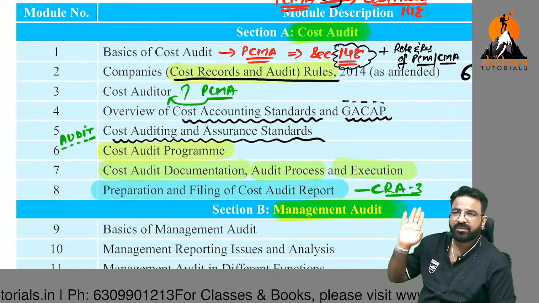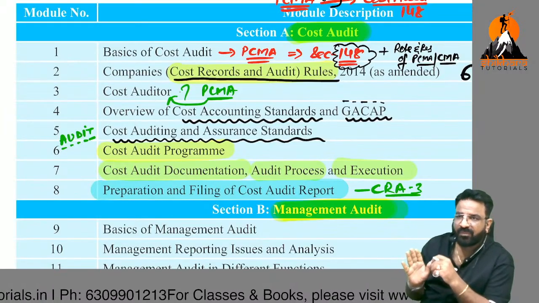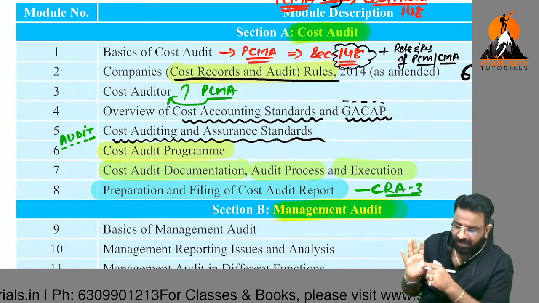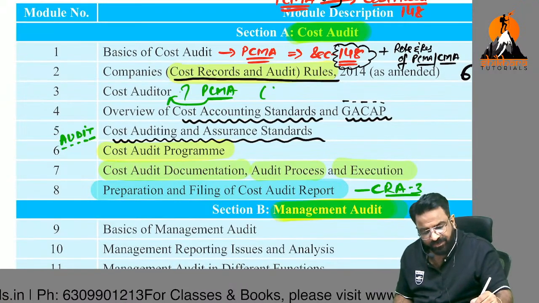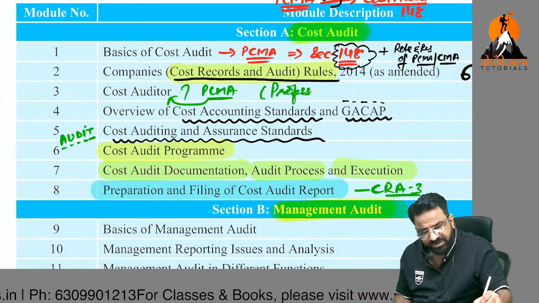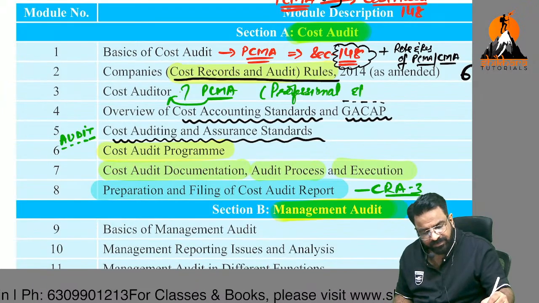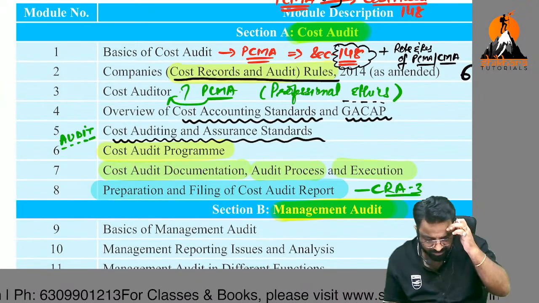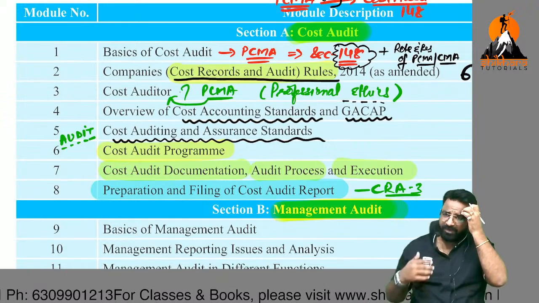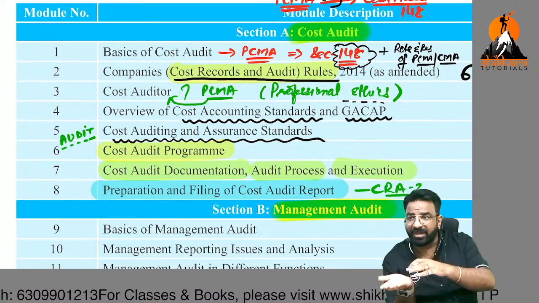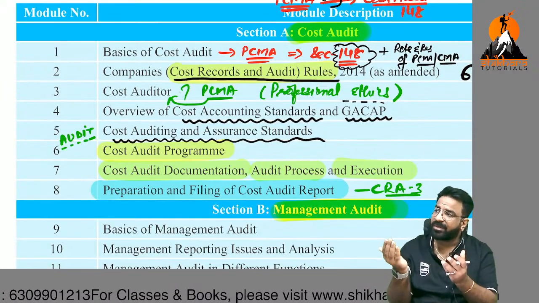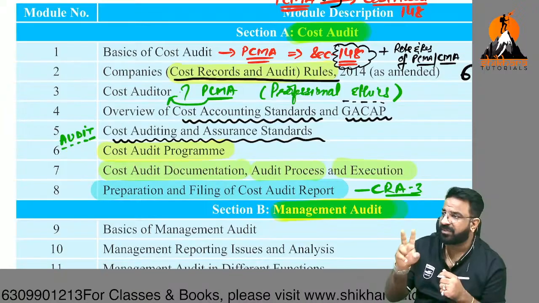So we are going to start with the basics of cost audit. We'll move ahead and understand the cost auditor. Basically, we will do the professional ethics topic here. What is the name of the topic? Professional ethics. Am I correct? Then we'll understand what is meant by cost accounting standards. Then we'll understand cost auditing and assurance standards. How many cost accounting standards are there? 24.